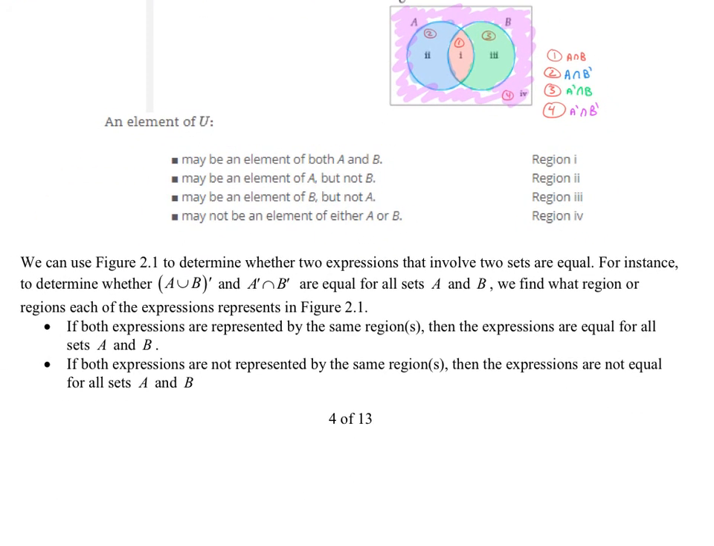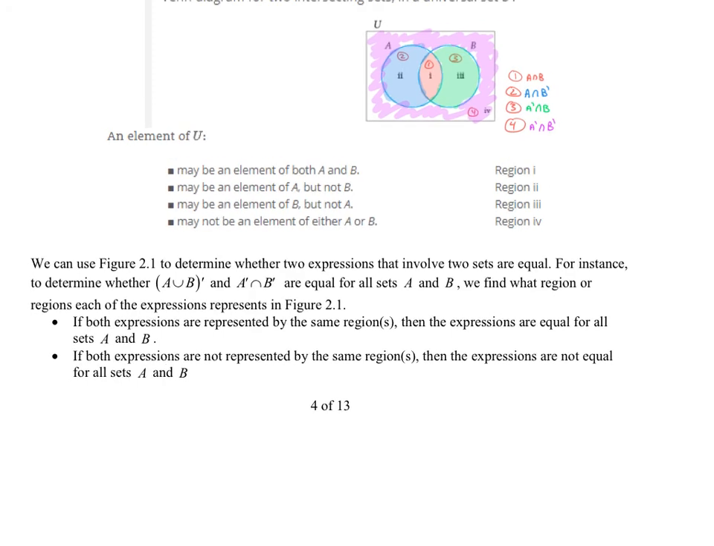Okay? It says, we can use figure 2.1 to determine whether two expressions that involve two sets are equal. For instance, to determine whether A union B, that quantity complement, and A complement intersect B complement are equal sets for all sets A and B, we can find the region or regions each of the expressions represented in figure 2.1. If both expressions are represented by the same regions, then the expressions are equal for all sets A and B. If both expressions are not represented by the same regions, then the expressions are not equal for all sets in A and B. So what the heck just happened?